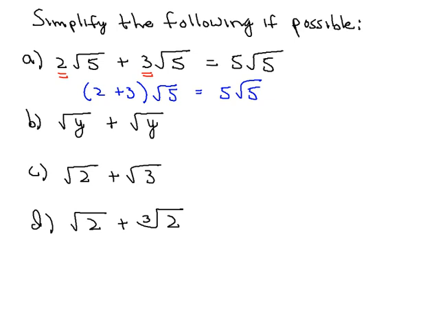So now let's move on to part B. We have the square root of y plus the square root of y. And of course the coefficient on each is understood to be 1 here. And I think you'll agree that those are also like radical terms. And so all we need to do then is to add the coefficients, so we end up with 2 times the square root of y.